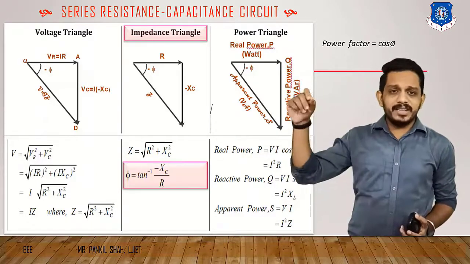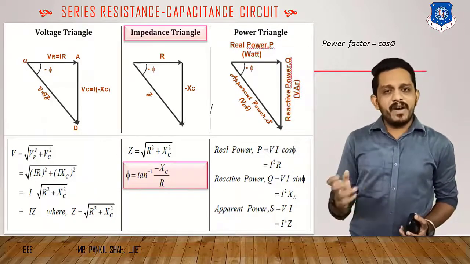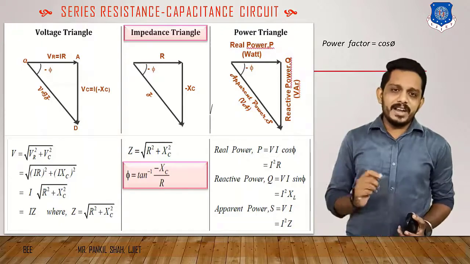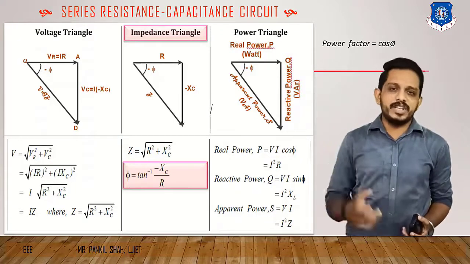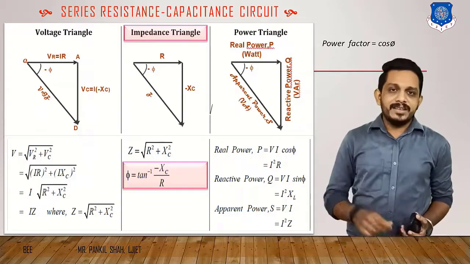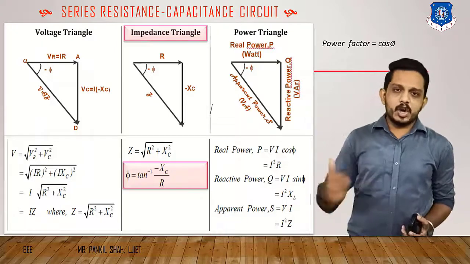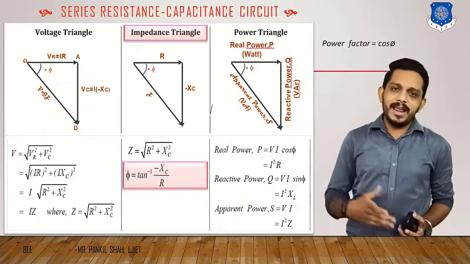And if you measure the angle phi between the diagonal and our reference, then the angle phi is given by the formula tan inverse XC by R. And this phi is nothing but the angle between voltage and current. If you want to find the power factor cos phi, then it will be R by Z, because cos phi equals adjacent side to the hypotenuse. So it will be R by Z.